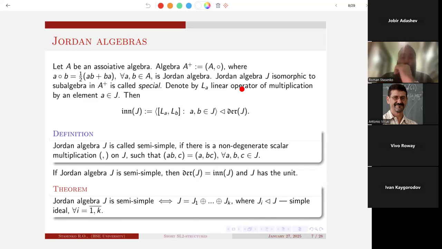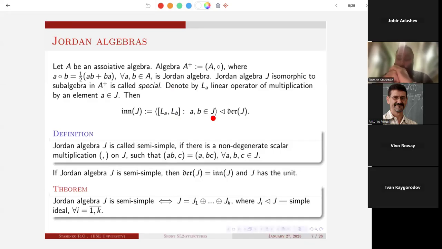So denote by L_A the linear operator of multiplication by the element A, and here we can introduce the subspace of inner derivations of J, which is the commutator of these two operators, and as you can simply see, it is an ideal in the Lie algebra of all the derivations in the Jordan algebra.